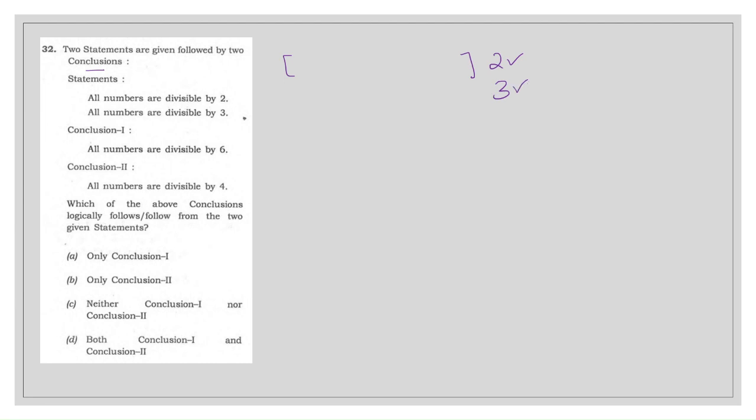The conclusion 1 says that all numbers are divisible by 6. Now there's this property that we have read, that we have discussed in the previous videos as well. For example, we have a number x, and we need to check the divisibility of this particular number x by the number 99.